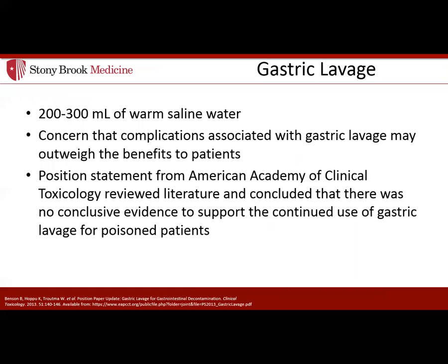So the next method of gastrointestinal decontamination is gastric lavage. Gastric lavage has been used as a treatment for poisoned patients for many years. How gastric lavage works is basically a tube is placed either in the nose or the mouth of the patient and goes into the stomach. Toxins are removed by flushing saline solutions into the stomach, followed by suctioning of the gastric contents. So basically you're going to put saline in and then aspirate the contents that are inside the stomach.